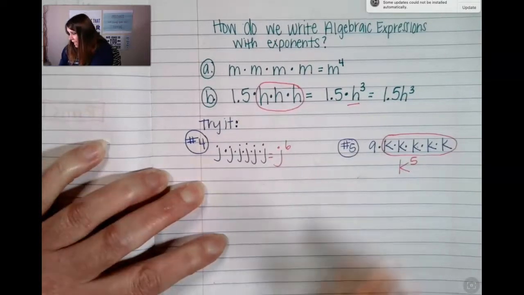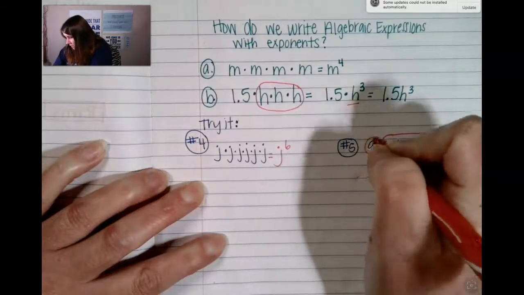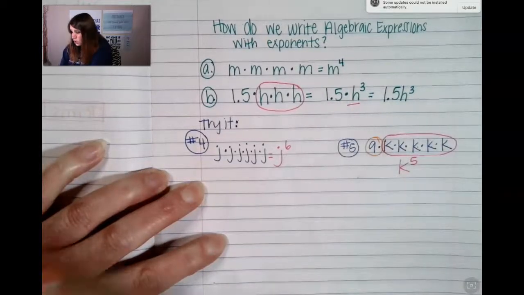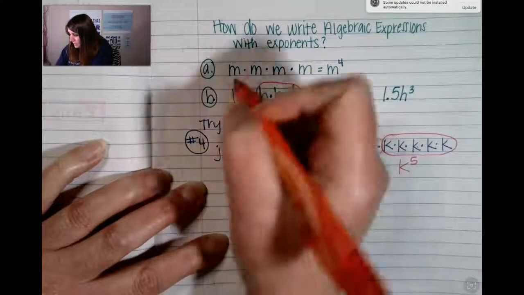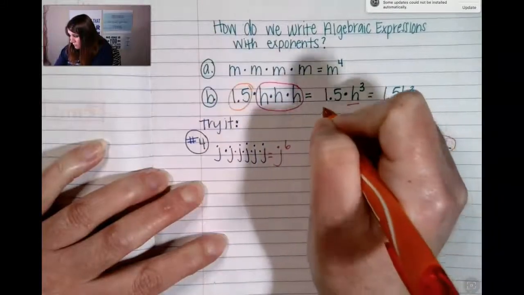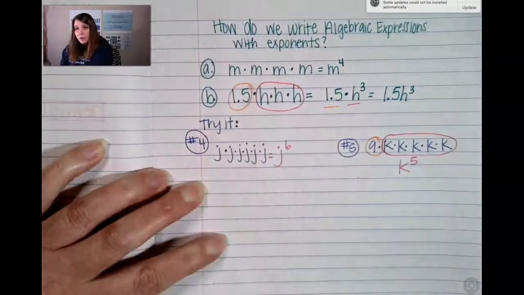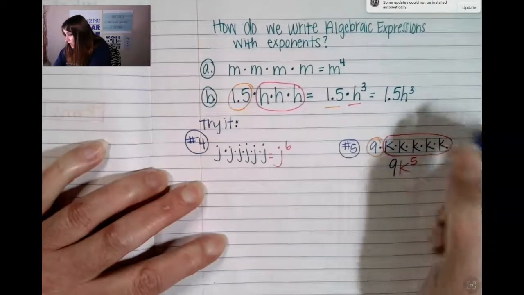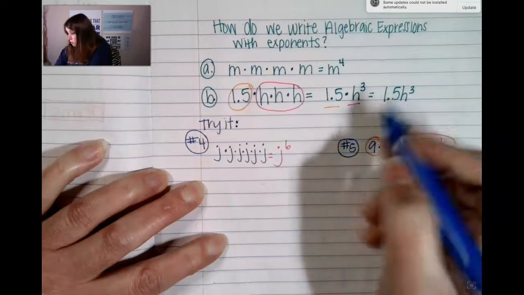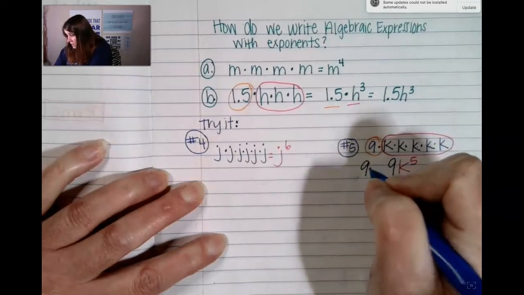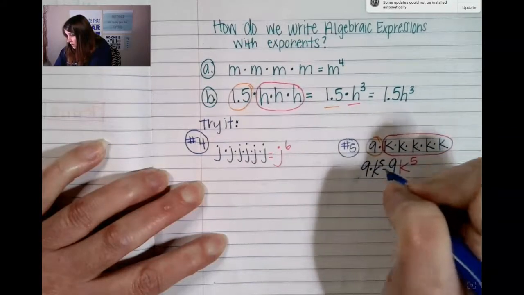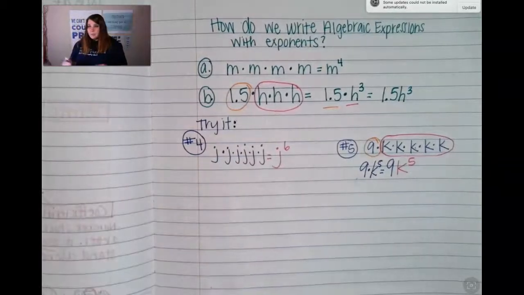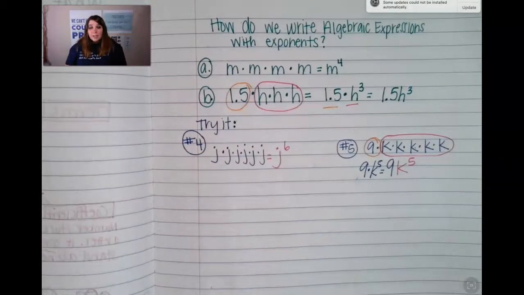I need to take this 9 right here, and I need to do something with it, just like I did with this 1.5 when I brought that over. Well, I multiplied it. So I'm going to do the exact same thing, and I'm going to multiply it. I can put the dot in between and say 9 times k to the 5 equals 9k times 5. Same exact thing. Your choice, how you want to write it.